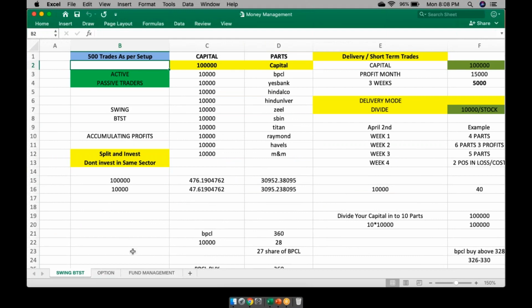Fund management is different, and swing BTST. So these are the different things. 2% consistent profit every month. 5,000 will become, yes, we'll come into calculations. So now coming back to money management.